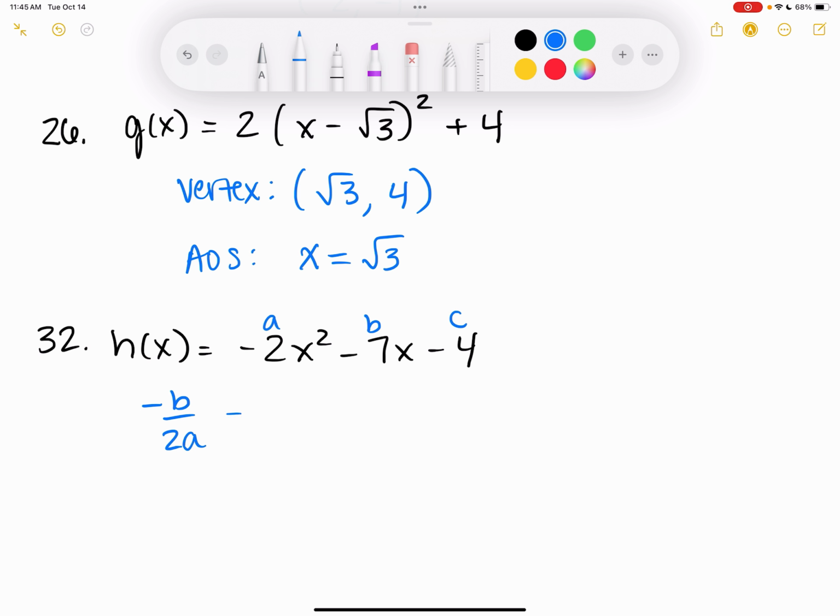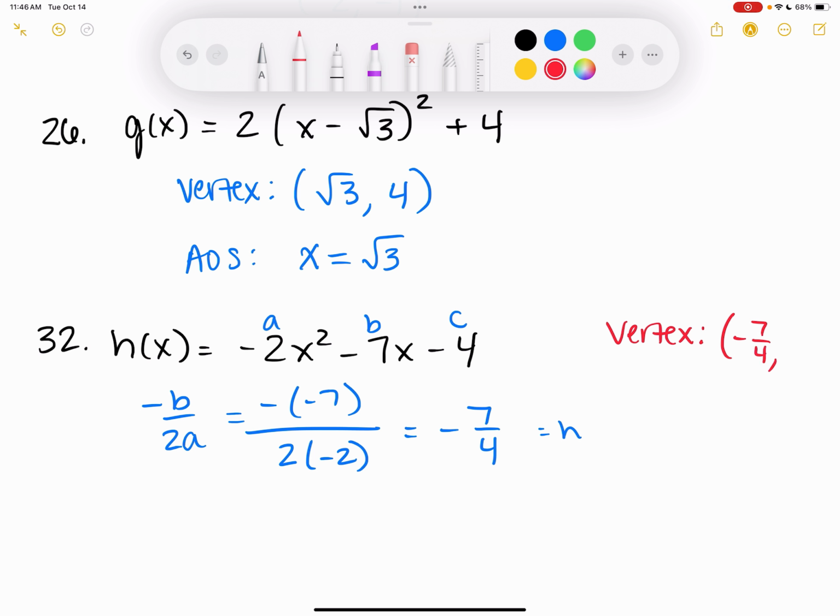So this is negative times -7 over 2 times a, which is -2. So I basically got +7 over -4, so just -7 over 4 is the x coordinate of my vertex. Or in vertex form, this would be equal to h. I'm going to set this up over here so we can see it. Find the vertex and axis of symmetry. The axis of symmetry I already know is x equals -7 over 4.